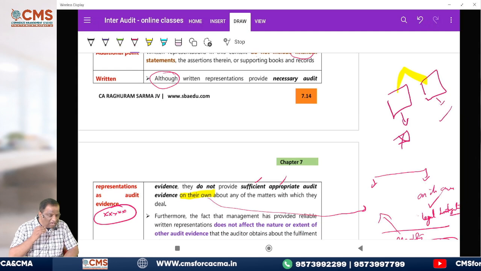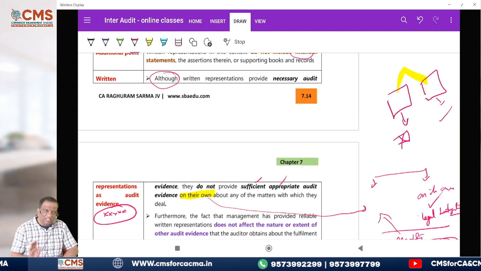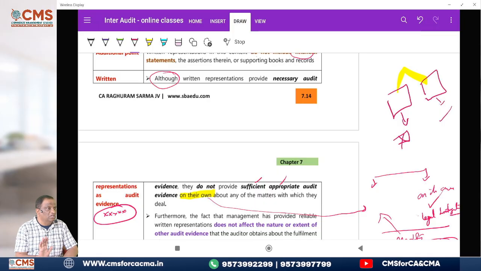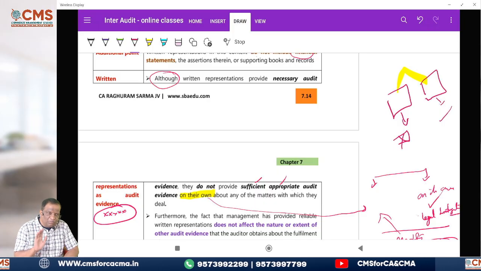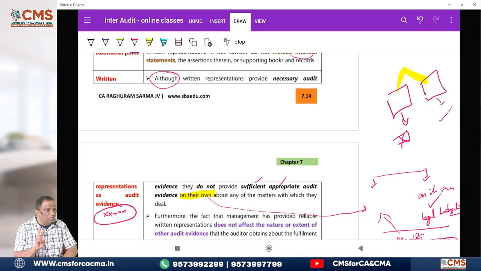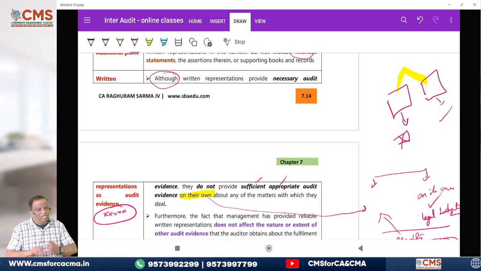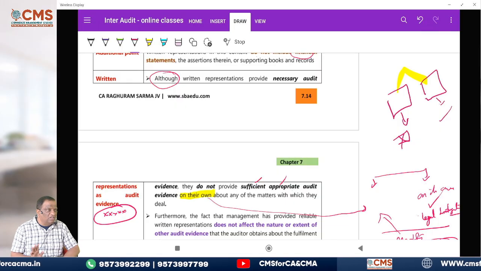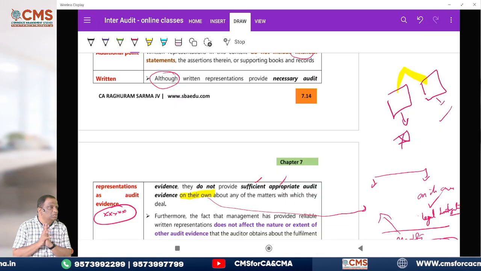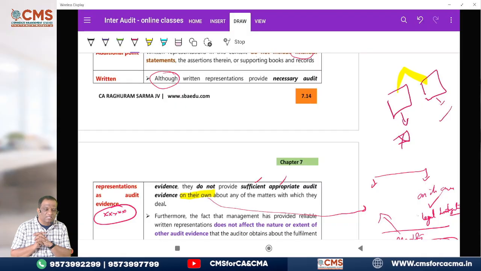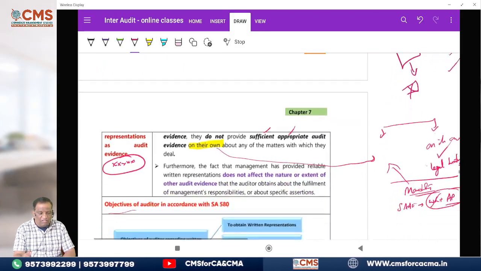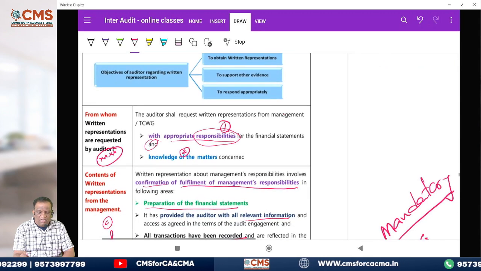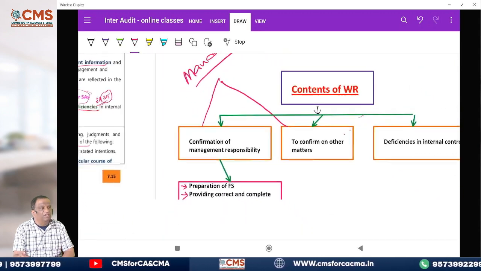But the ultimate point remains, whether you have alternate procedures or you don't, you must obtain written representation. Only thing is, wherever alternate procedures are possible, your work is of two types. Take the representation from the management, you also verify yourself. So I have to do two things. But wherever alternate procedures are not possible, I will only take written representation. That is how you need to understand the conceptual clarity of it. Then objectives of written representation and all fine. I'm getting into the important ones.